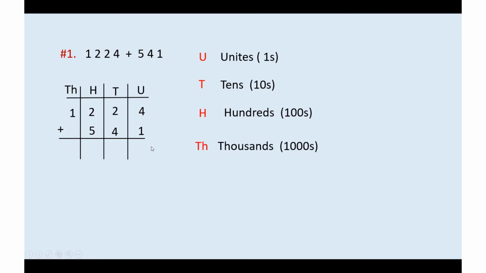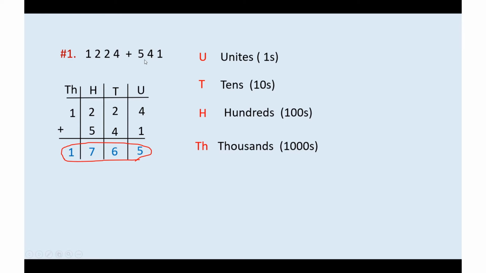We have arranged our numbers, and so we add. We begin with the units column. 4 plus 1 is 5. 2 plus 4 is 6. 2 plus 5 is 7. And 1 plus nothing here is 1. So our answer is 1765.